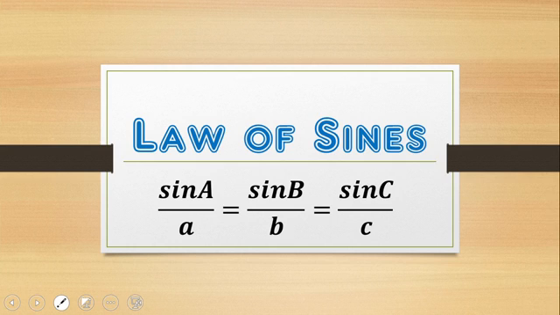This video will show you a proof of law of sines. The law of sines says that sine of angle A divided by side A equals sine of angle B divided by side B equals sine of angle C divided by side C.